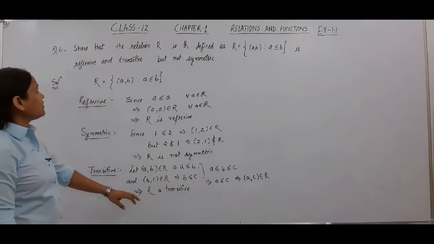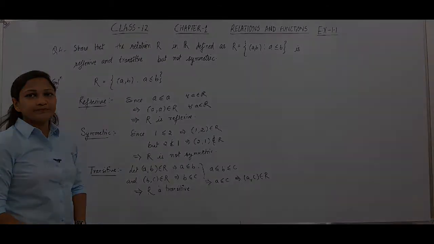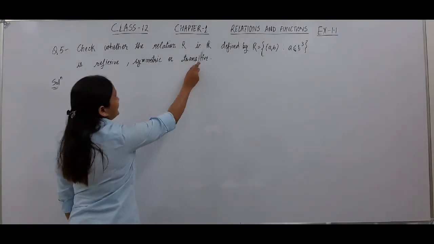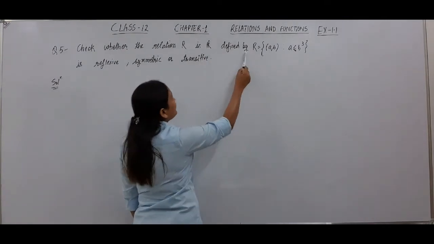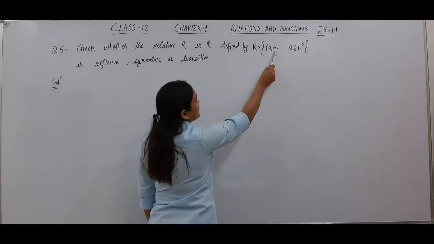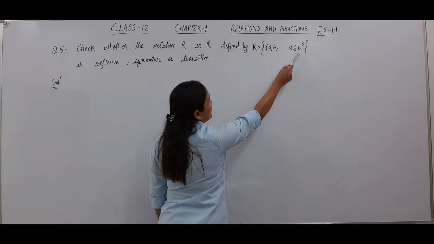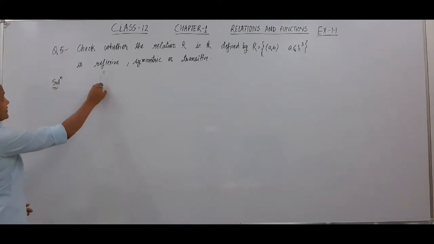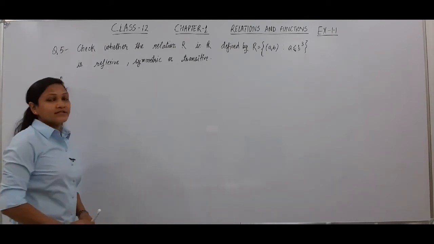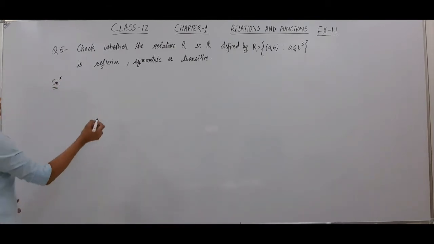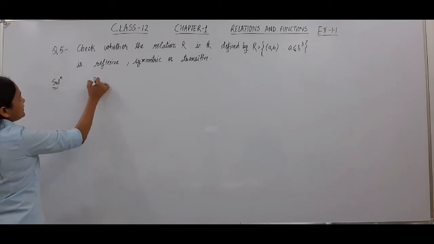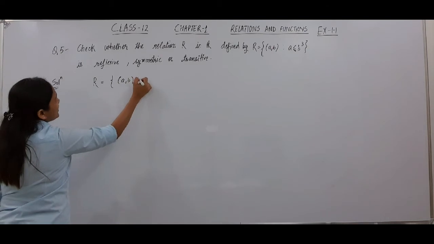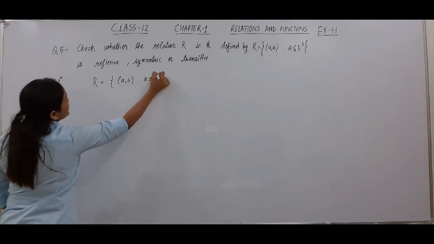And that is what you have to show. Now your question number 5 is, check whether the relation R in the set of real numbers defined by A is related to B if and only if A is less than equals to B cube. And you have to check whether your relation is reflexive, symmetric or transitive. So first of all, let us write your relation that A is related to B if and only if A is less than equals to B cube.